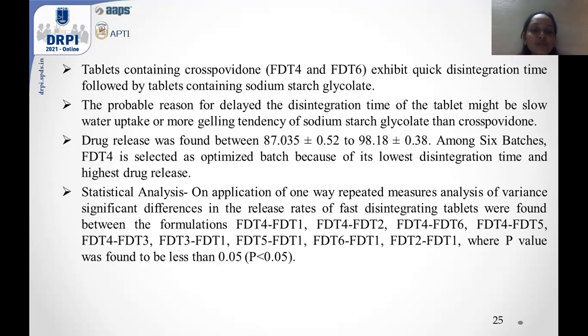Then drug release was found to be between 87 to 98.18%. And among six batches, FDT4 is selected as the optimized batch because of its lowest disintegration time and the highest drug release. So in the FDT4 formulation, we have got the optimized formulation. And from the statistical analysis, using analysis of variance, significant differences in the release rate of fast disintegrating tablets were found between the formulations. This was indicated by the p-value, and the p-value was found to be very low, that is 0.05.